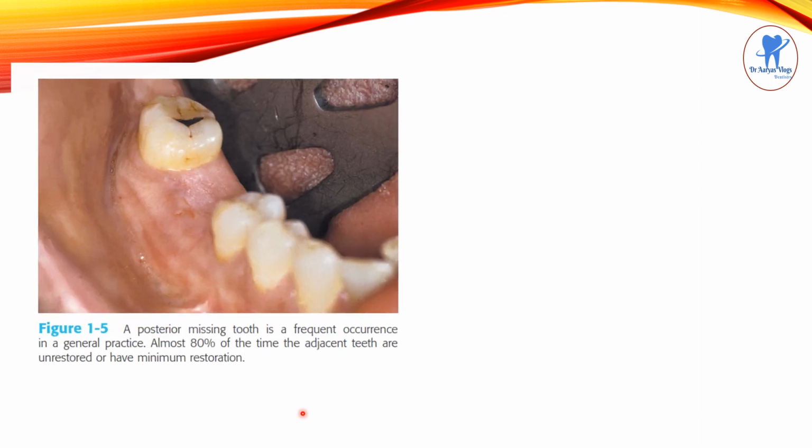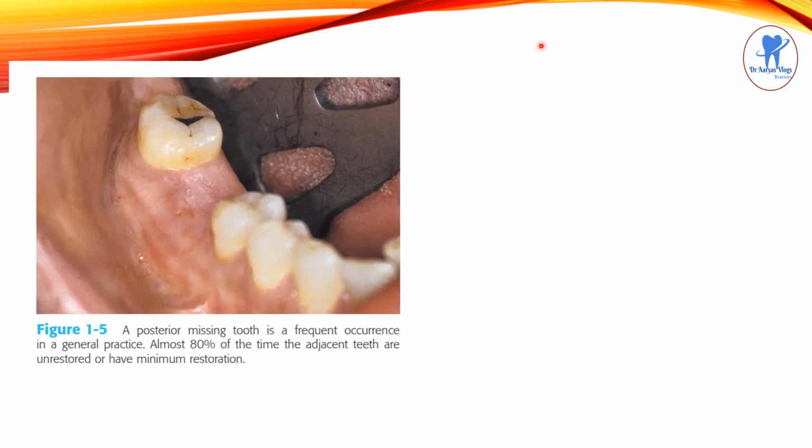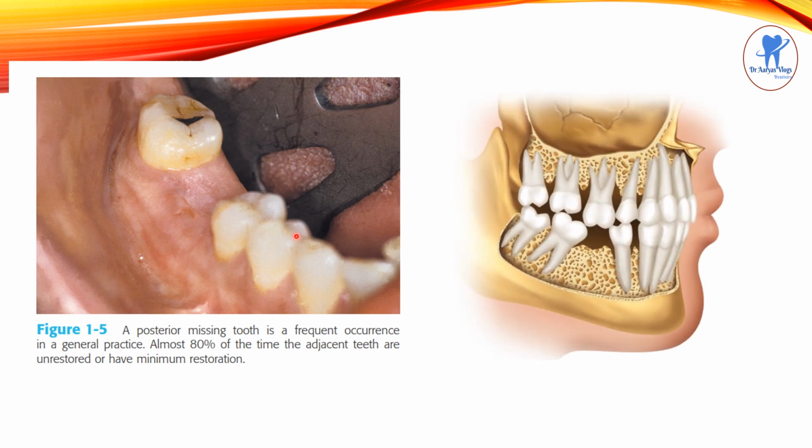This is a frequent occurrence in a general practice. Here, this is the posterior missing tooth. Almost 80% of the time, the adjacent teeth are unrestored or have minimum restoration. So the most common tooth missing is the mandibular first molar. This is the most common tooth missing.